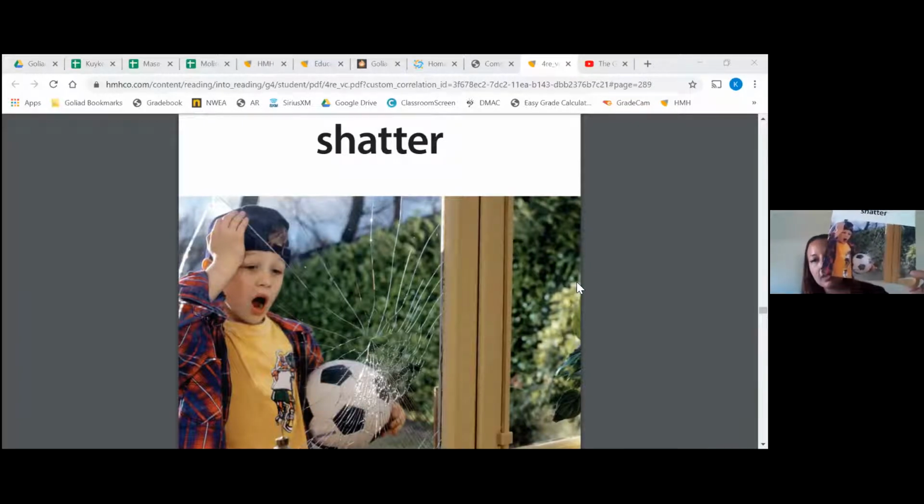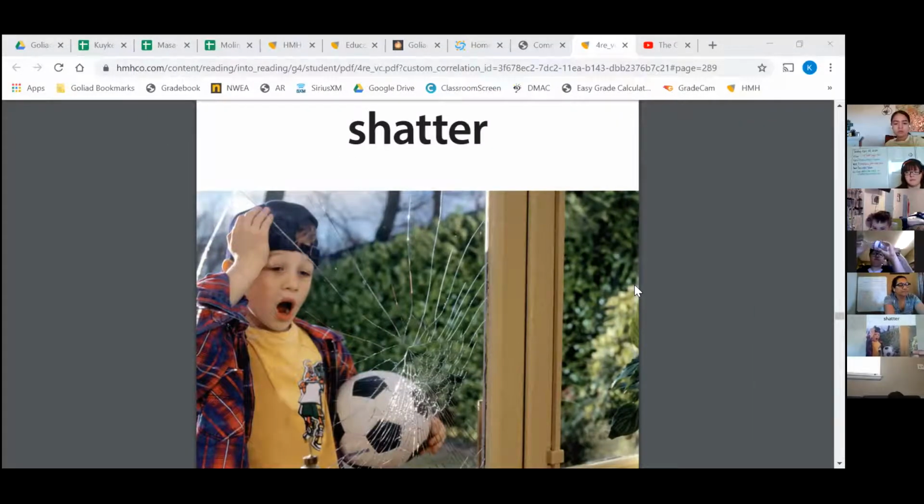Okay, let's listen to the sentence and use your context clues to figure out what shatter means. Grayson saw the window shatter. What does shatter mean, class? Break. He saw the glass break. How did it break? He kicked the soccer ball and hit the window. Right, but how did it break? Is it just one single break, or is it a lot of little pieces? A lot of little pieces. So when things shatter, they explode or suddenly break into pieces.